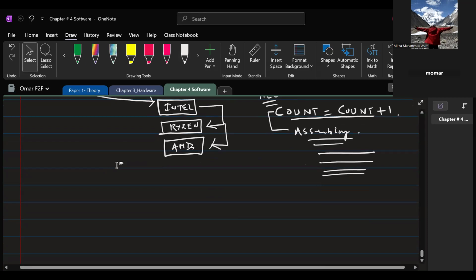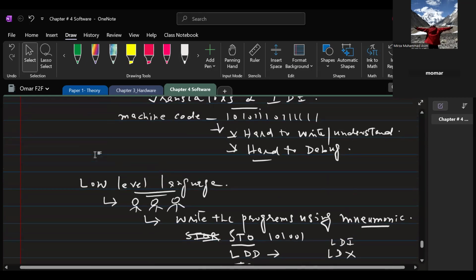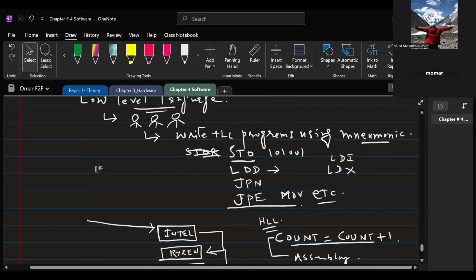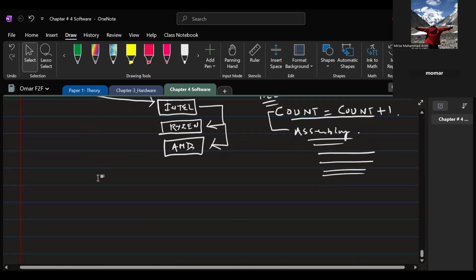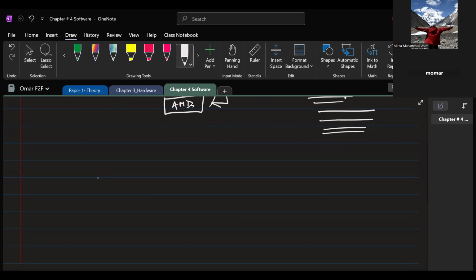So I am taking you step by step. We started from scratch. Then I told you about the low level language, which is assembly language and machine code. Then we discussed mnemonic codes. Now let's talk about high level languages.